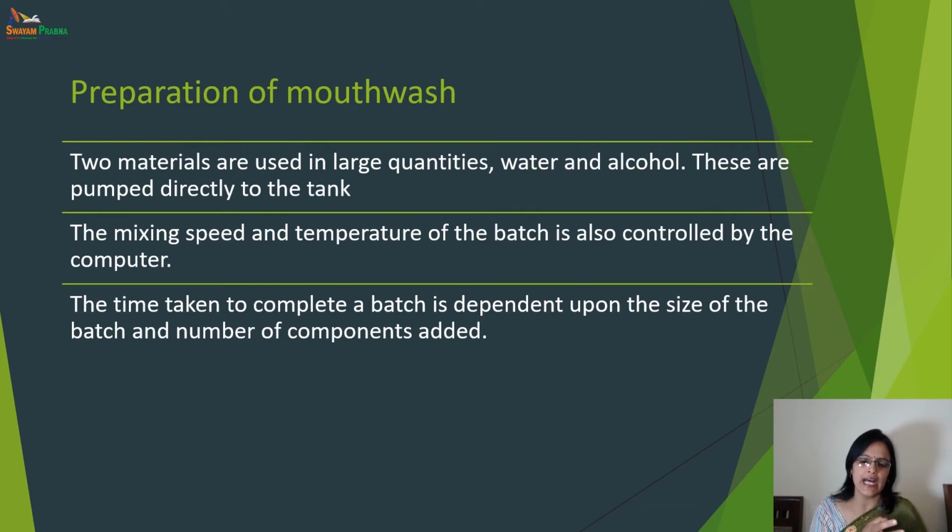Two materials are used in large quantities in mouthwash: water and alcohol. These are pumped directly to the formulation tank, or the container. This is an automated process. Computerized machines supply the appropriate amount of water and alcohol to the main tank, which is used for the formulation of mouthwash.